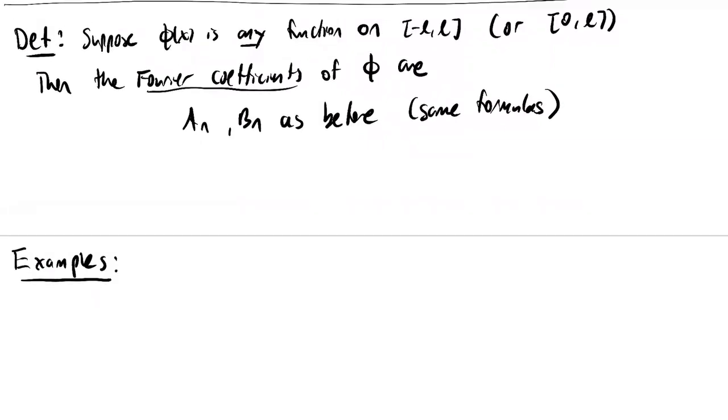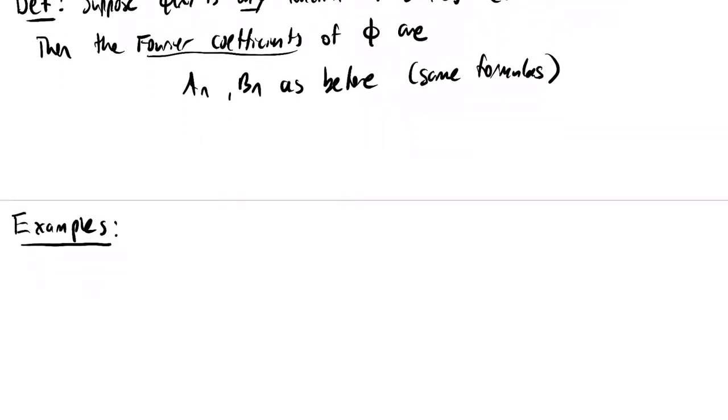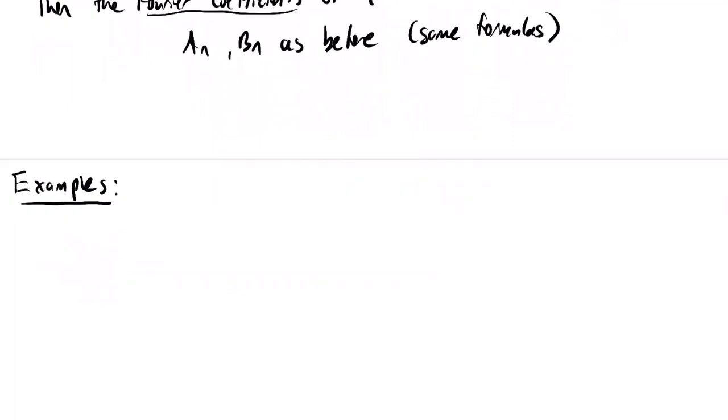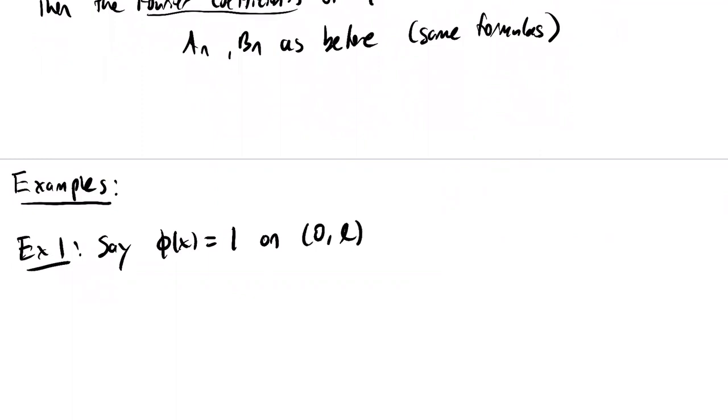Okay, well, with that definition in hand, let's turn to some examples. So I'll do one example to finish the lecture today, and then we'll do a few more at the beginning of the next lecture. So let's suppose for the first example, say my function phi of x is equal to 1 on the interval, say on 0 to L. Let's say the open interval between 0 and L. And we want to find the Fourier coefficients, an and bn.